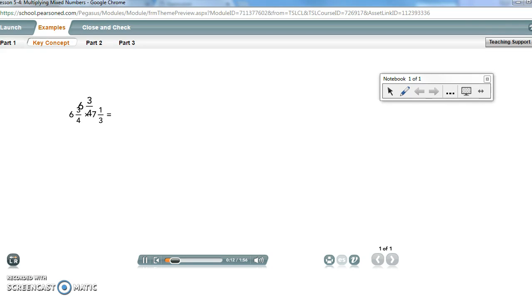6 3/4 equals 27/4. 7 1/3 equals 22/3. That's right, Jay. And you can simplify the factors. The greatest common factor of 27 and 3 is 3. I see that. Makes sense. The greatest common factor of 4 and 22 is 2.